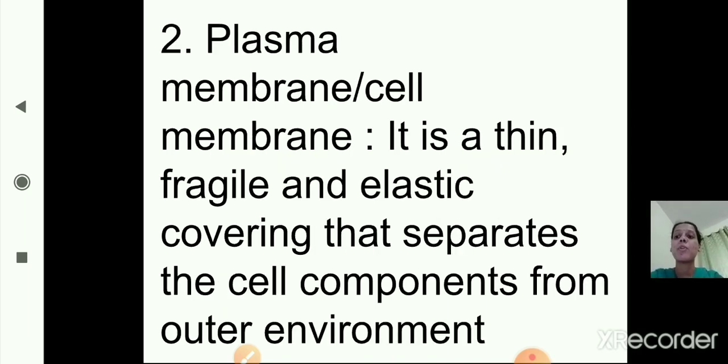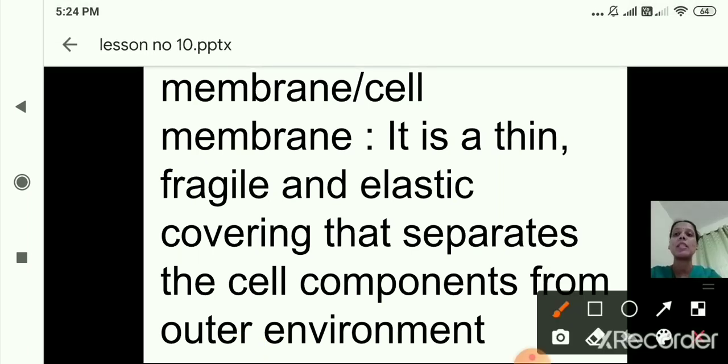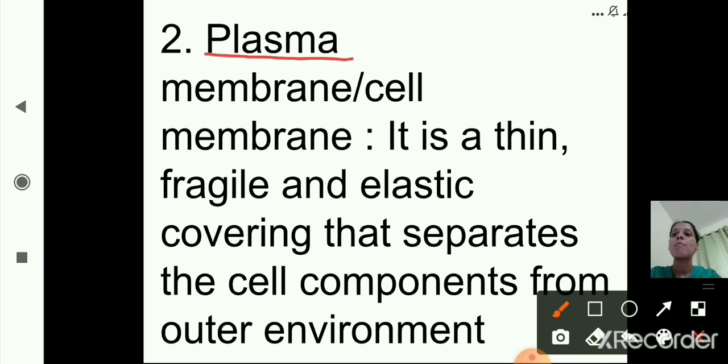Now the next component of cell is plasma membrane or cell membrane. This is the second component. You can write either cell membrane or plasma membrane. It is a thin, fragile and elastic covering that separates the cell components from the outer environment. It is present in both plant cell and animal cell.